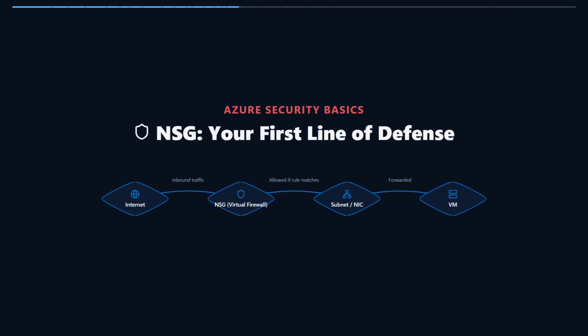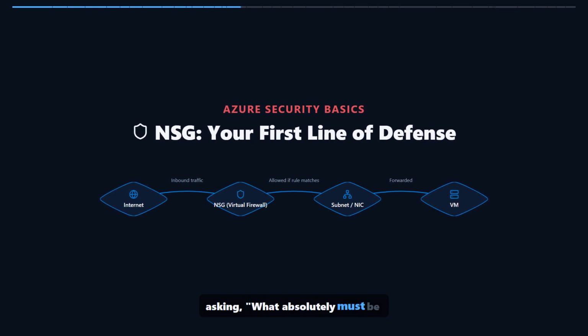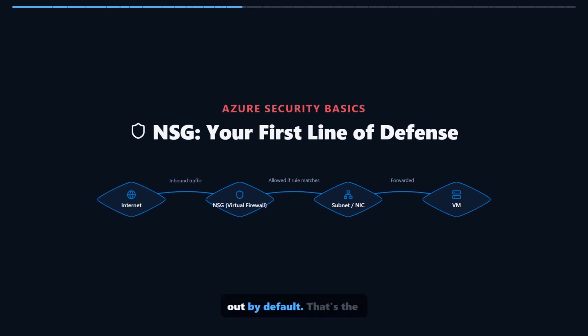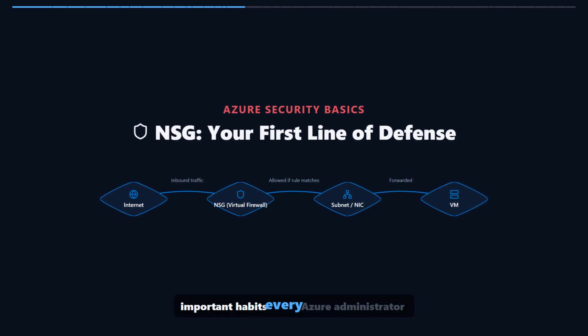Instead of asking, "What should I block?" start asking, "What absolutely must be allowed?" Everything else stays locked out by default. That's the mindset behind zero trust networking, and one of the most important habits every Azure administrator should develop.